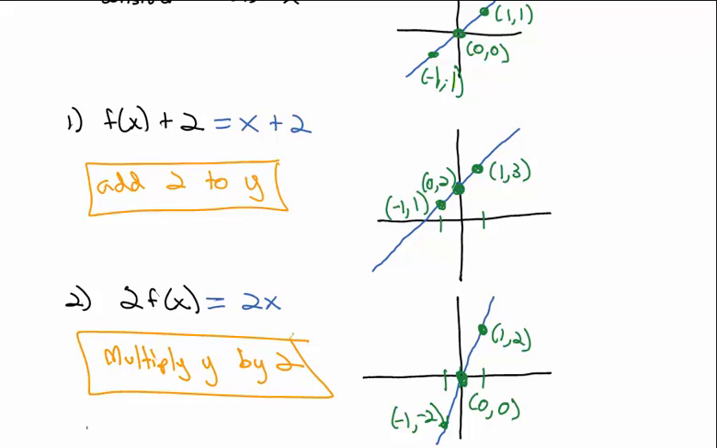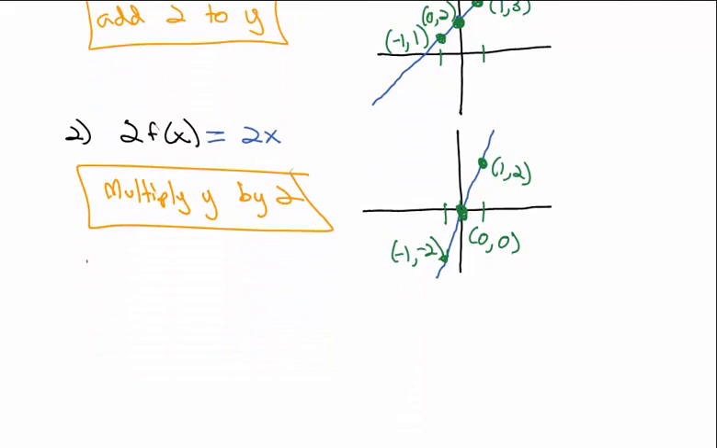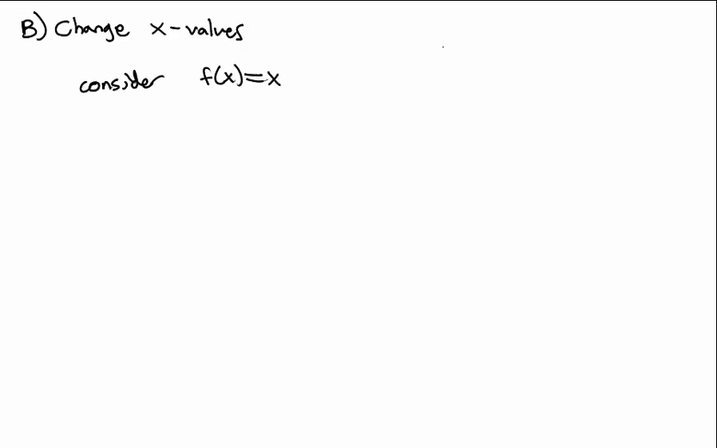So that's kind of how we could change the y coordinate, kind of like we'd expect. Multiplying by 2 multiplies by 2. Add 2 increases by 2. Just what we expect with the y values. We're going to do a really similar exercise with the x values and look in part B at how we can change the x values. And again, we're going to consider the same function, f of x equals x.